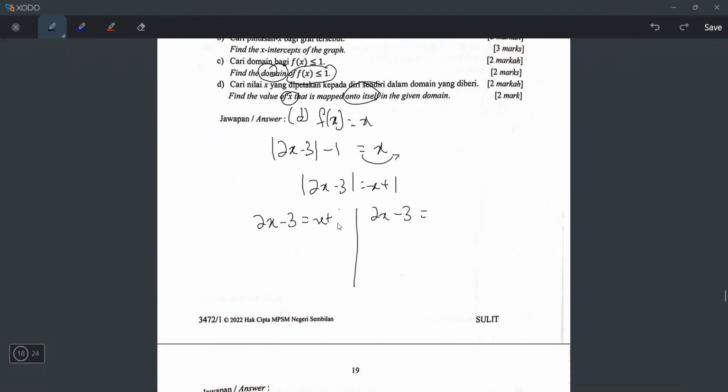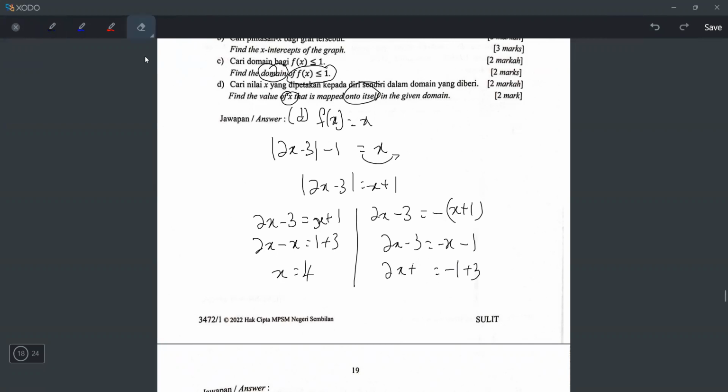So the first answer will be x plus 1, the next one will be negative x plus 1, but bracket, no bracket, wrong. And then 2x minus x equals to 1 plus 3, and then x equals to 4. Yeah, done. 2x minus 3 equals to negative x minus 1. 2x plus x equals to -1 plus 3. Wait, this is x, sorry. So 3x equals to 2, x equals to 2 over 3.